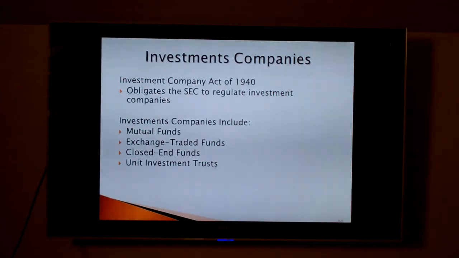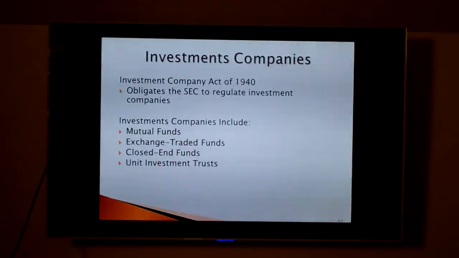However, in terms of the textbook, it's a footnote. They say the Investment Act of 1940 did XYZ. It obligates the SEC to regulate investment companies. There's a lot more to it than that. But for the sake of this class and most classes I teach, it's a trivia item. I won't ever ask you, what year did the Investment Company Act occur? Why? Because no one will ask you that kind of stupid question.